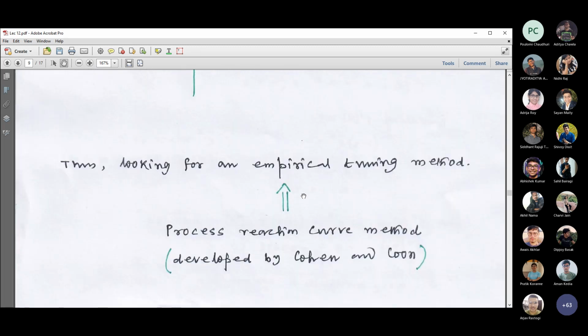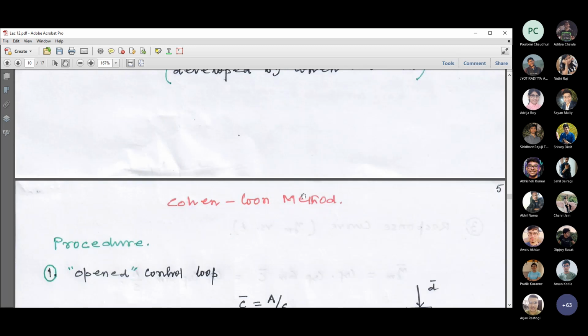So thus we are looking for an empirical tuning method, and that method is popularly called the process reaction curve method, which was developed by 2 scientists, namely Cohen and Kuhn. Now let us elaborate this method, the Cohen-Kuhn method.